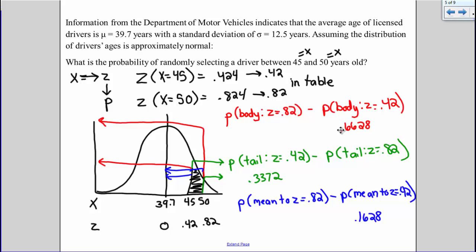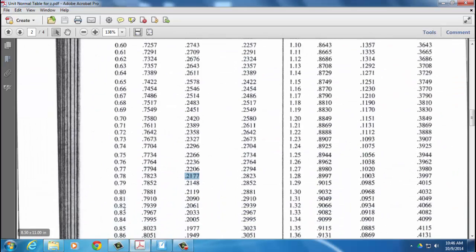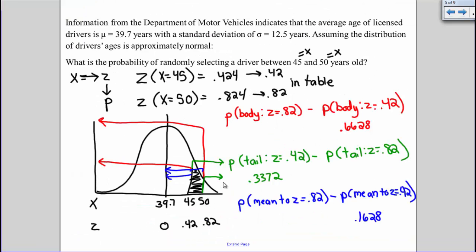All right, now let's look at the values, body, tail, mean to z for a z-score of 0.82. There's z, 0.82, the body, the tail, and the mean to z. So let's go ahead and sketch those in here. The body with z of 0.82 was 0.7939. The tail for 0.82 z-score was 0.2061. And then mean to z for a z-score of 0.82 was 0.2939. And for all of these, you are going to find the answer of 0.1311.